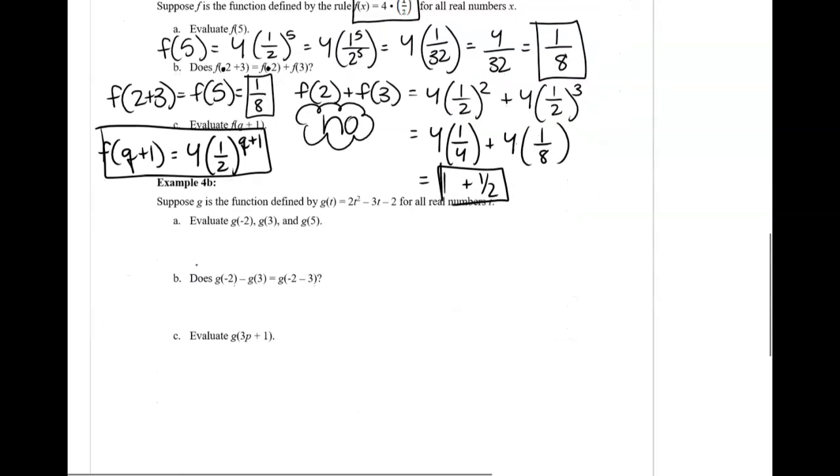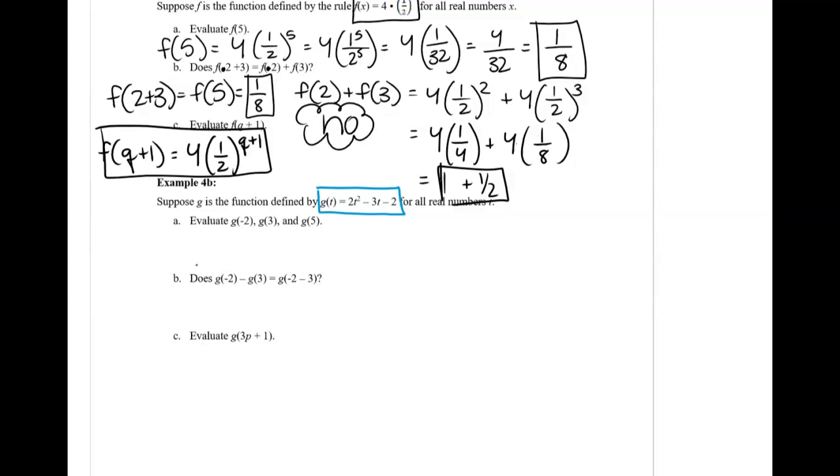So for this next example, we're looking at g of t equals 2t squared minus 3t minus 2. Do me a favor, pause the video. I was going to say turn it off. You can turn it off, but really just pause the video for a minute or two and do these problems for me, and then come on back. Okay.